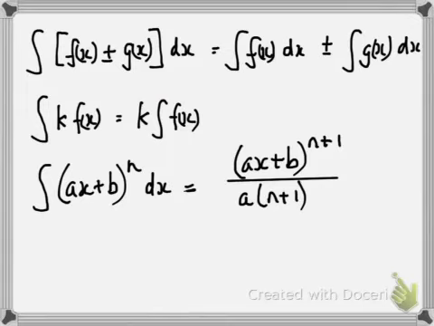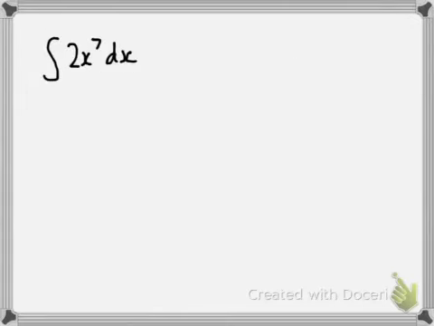Before I go into the other rules, let's practice using that first rule. So the integral of 2x to the power of 7. The derivative is 2x to the power of 7. What is the original equation? So that's what you're doing. You're anti-differentiating. You're getting a derivative and going back to an original equation.